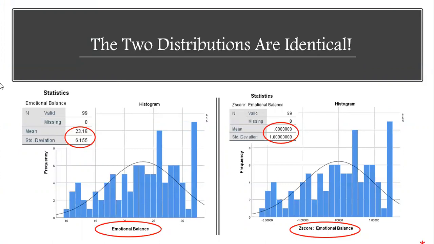As you can see, the two distributions are identical, except for their means and standard deviations. The original raw score distribution has a mean of 23.18 and a standard deviation of 6.155. On the other hand, the z-distribution has a mean of 0 and a standard deviation of 1. As mentioned previously, z-score distributions always have a mean of 0 and a standard deviation of 1.